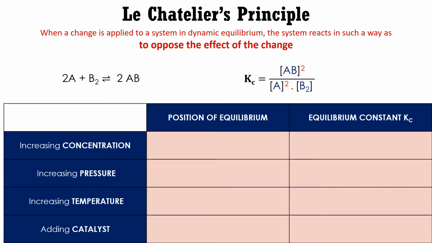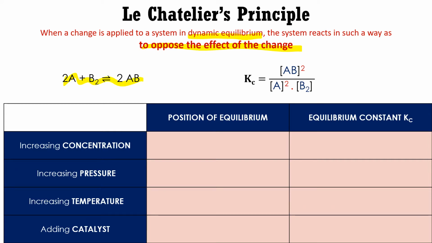When a change is applied to a system in a dynamic equilibrium, okay, so we should have a system at dynamic equilibrium, the system reacts in such a way as to oppose the effect of the change. So this is the most important thing in this principle. When we have a system in a dynamic equilibrium and something happens, the system will react to oppose the effect of the change.